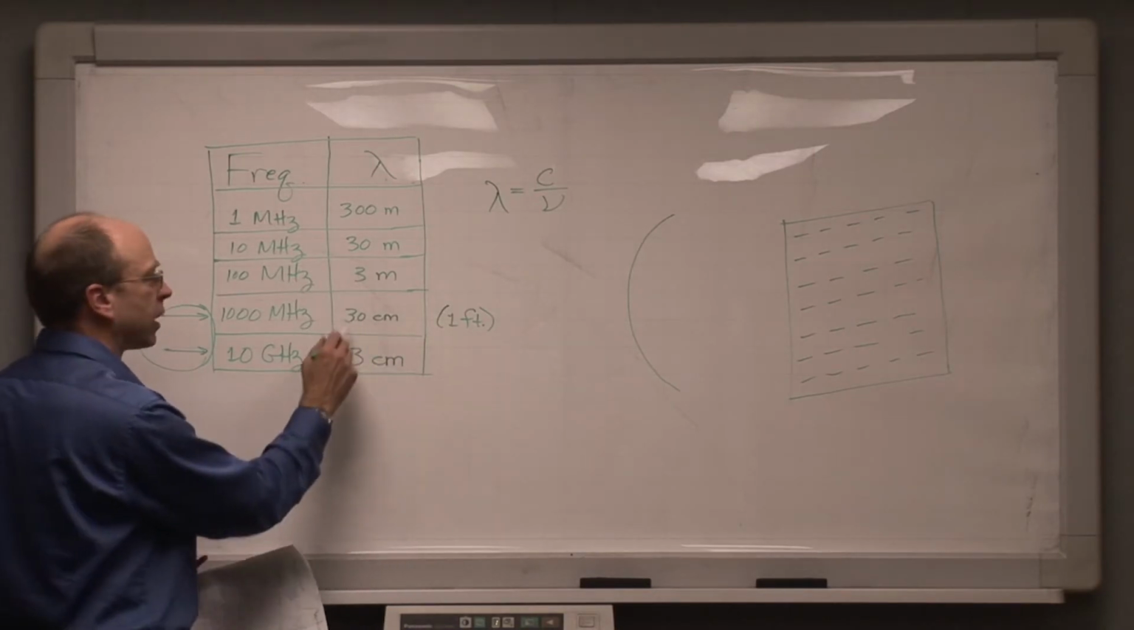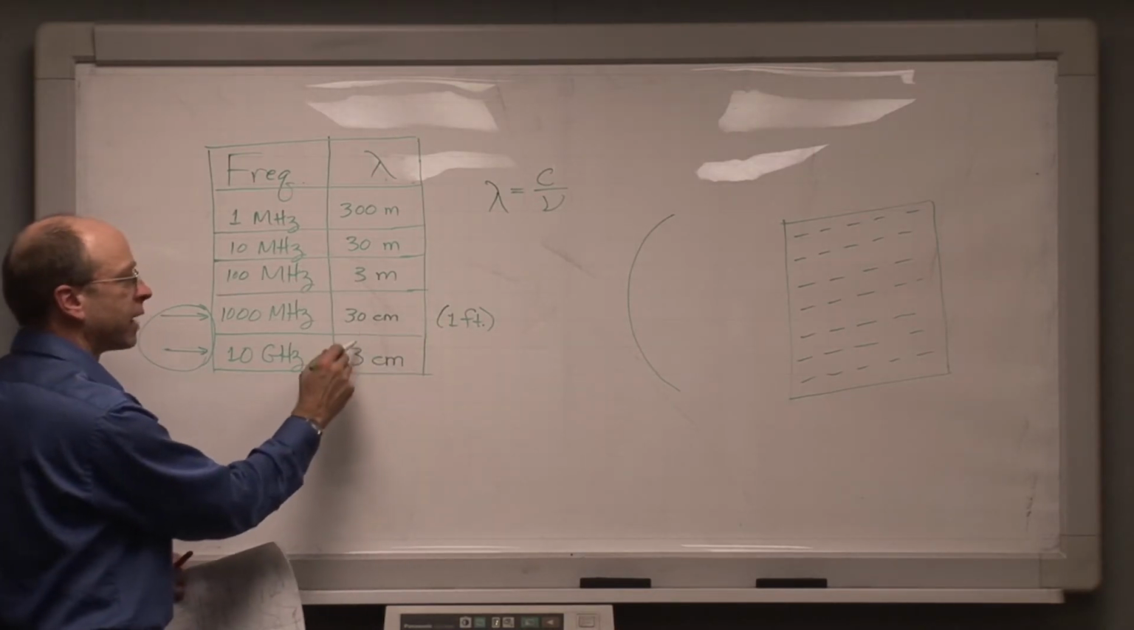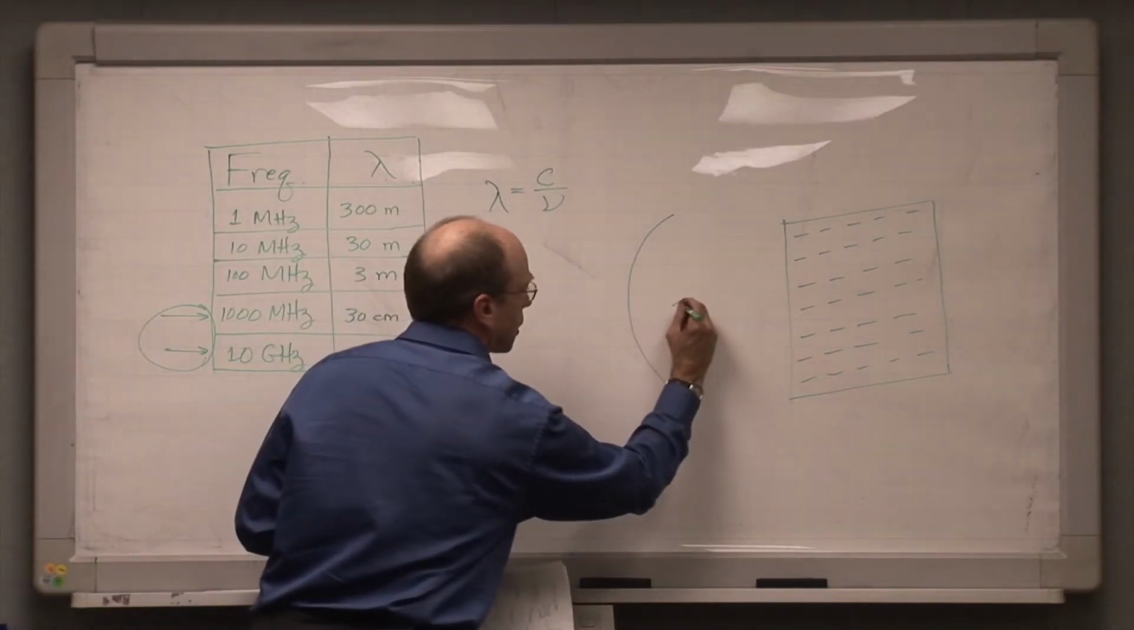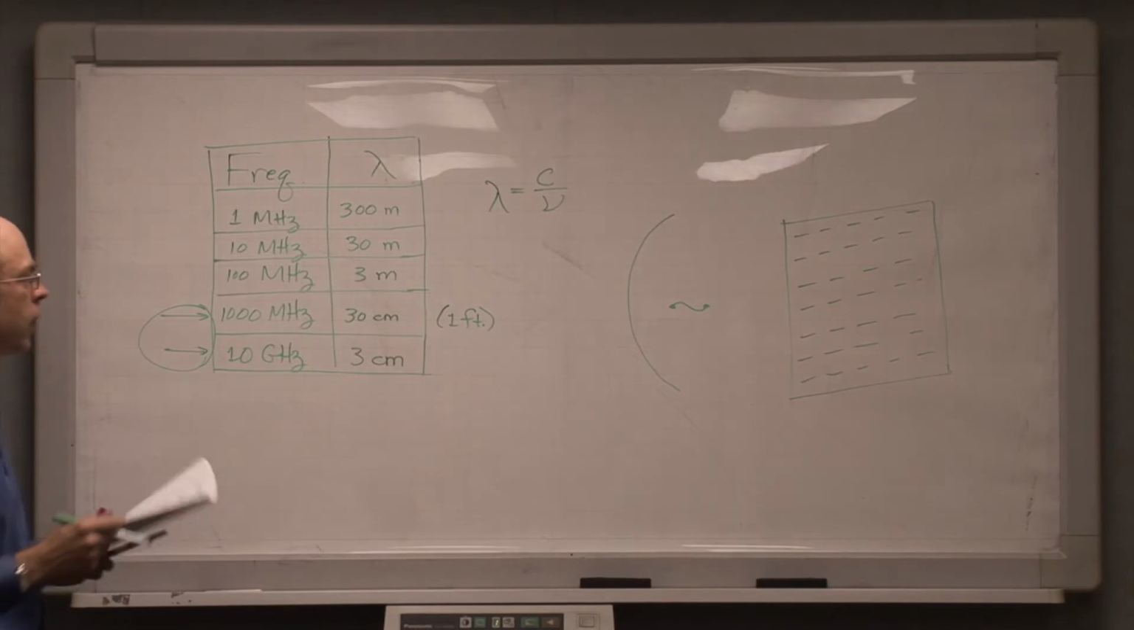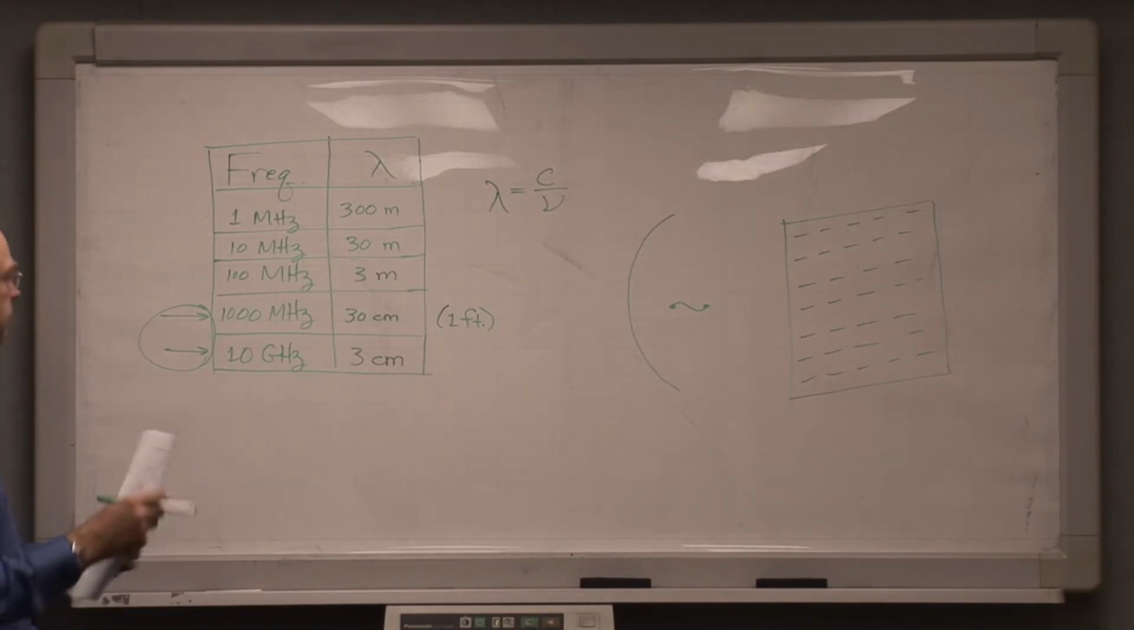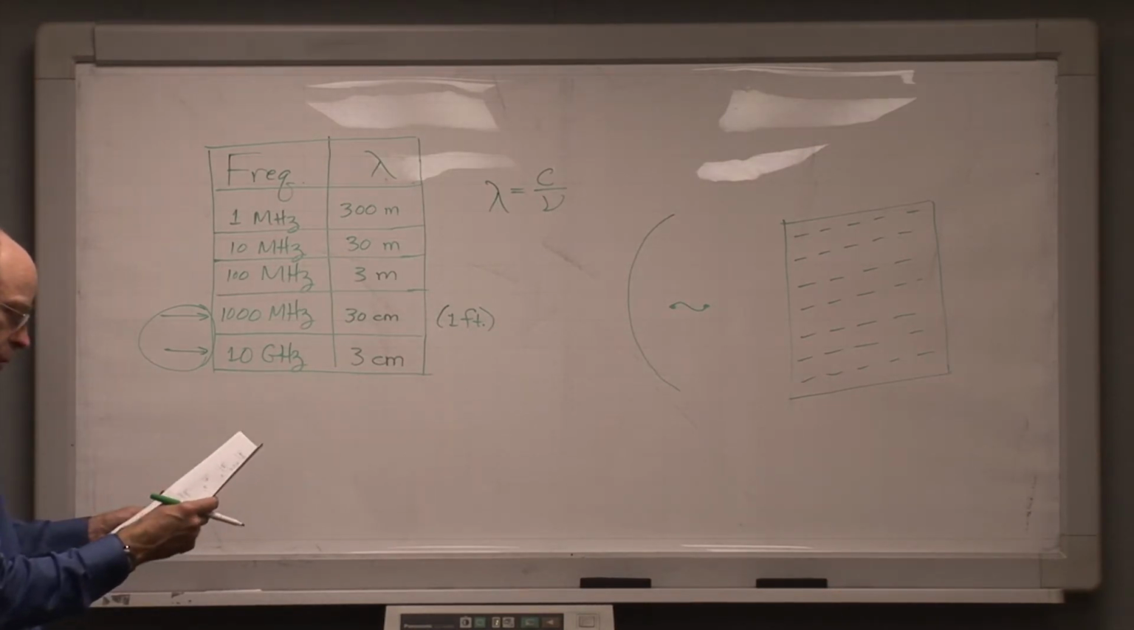It's because we can build relatively small antennas, which are nevertheless large compared to a wavelength of the radiation that they're interacting with. So, again, it's basically as simple as that.